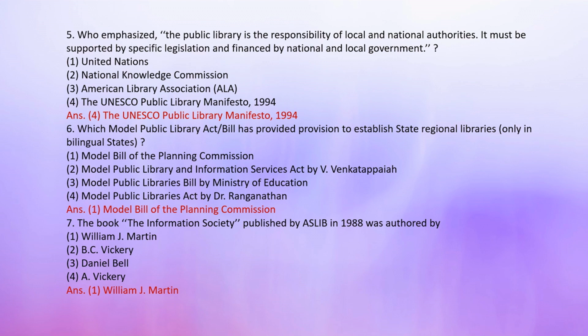Number 7, the book The Information Society, published by Ashley in 1988, was authored by number 1, William J. Martin, 2, B.C. Vickery, 3, Daniel Bell, and 4, A. Vickery. And correct answer is 1, William J. Martin.